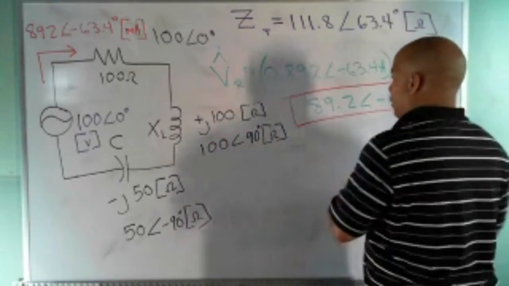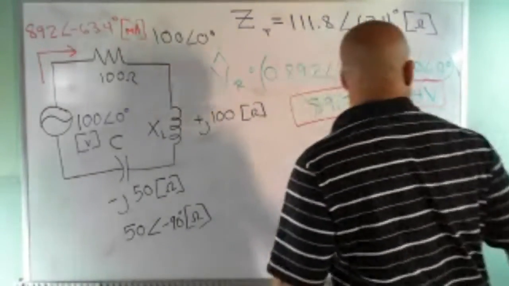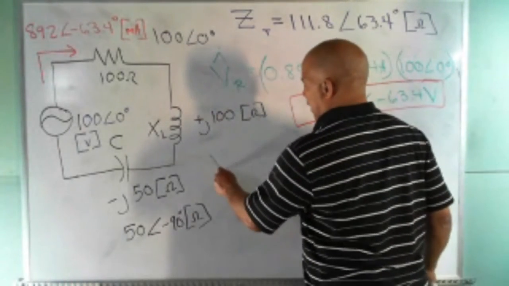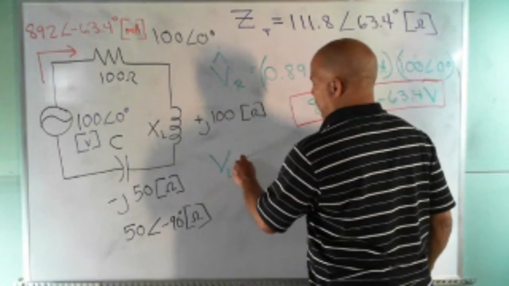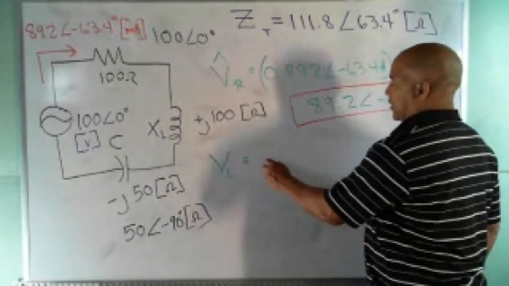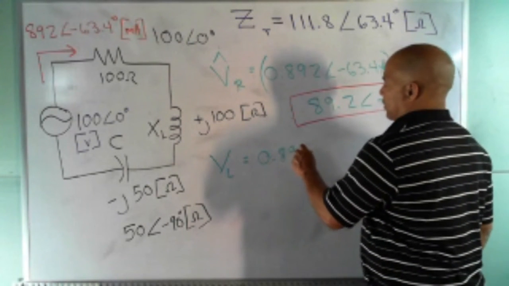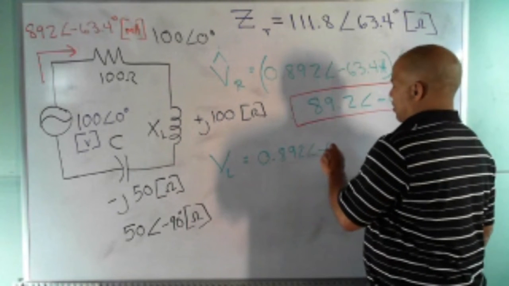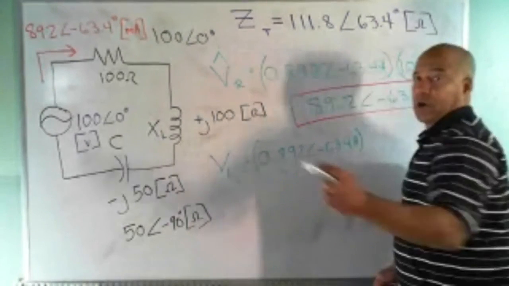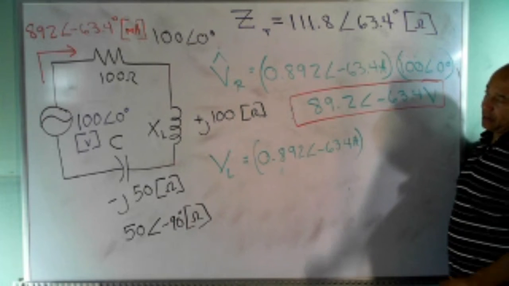And now what I want to do, I'm going to have to erase some of this stuff. I want to find the voltage across the inductor. We're going to call that VL. So VL is going to be the current times XL. So the current times XL, 0.892 angle 63.4 amps. I have a series circuit, so the current is the same everywhere. I'm going to multiply that by 100.